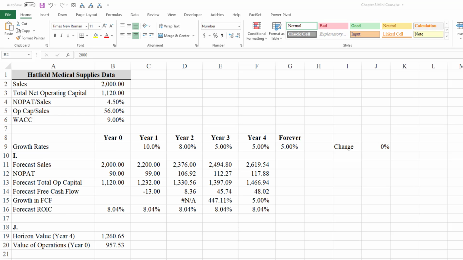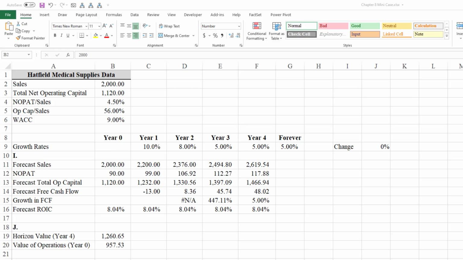Now, the first question in part J is, what is the horizon value? And so remember that the horizon value is simply the value of the firm or the firm's operations as of the end of the non-constant growth period. Now, in this particular case, we could do this prior to year 4, but in year 4, that's the last data that we have, and so we're going to take year 4 as the period of the horizon value. So to get the horizon value, we're going to take the free cash flow in year 4, 4802, times 1 plus the growth rate, which is 5%, divided by the cost of capital, 9%, minus the growth rate, 5%. And when we do that, we get 1,260.65.